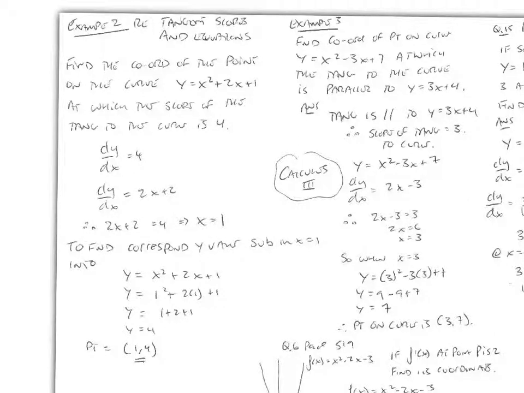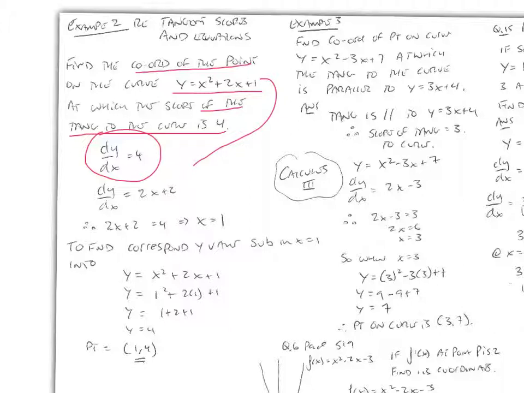So, staying with tangents and slopes and equations, find the coordinates of the point on the curve y equals x squared plus 2x plus 1, at which the slope of the tangent to the curve is 4. So that means straight away dy/dx is equal to 4. What is dy/dx with respect to the function? It's 2x plus 2. So 2x plus 2 must be equal to 4, and that implies that 2x is equal to 4 minus 2, which is 2, so x is equal to 1.